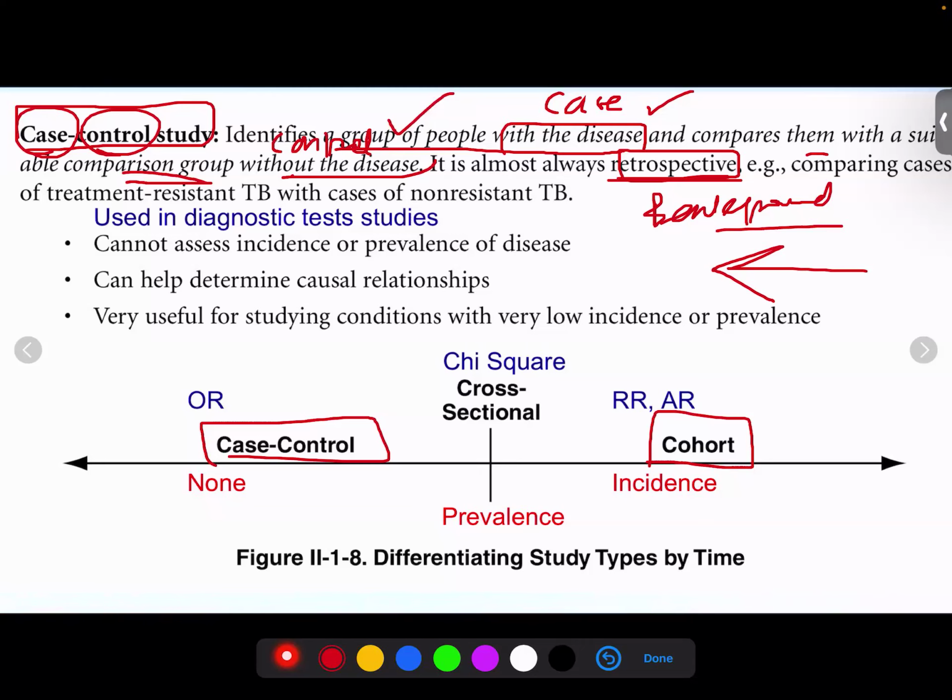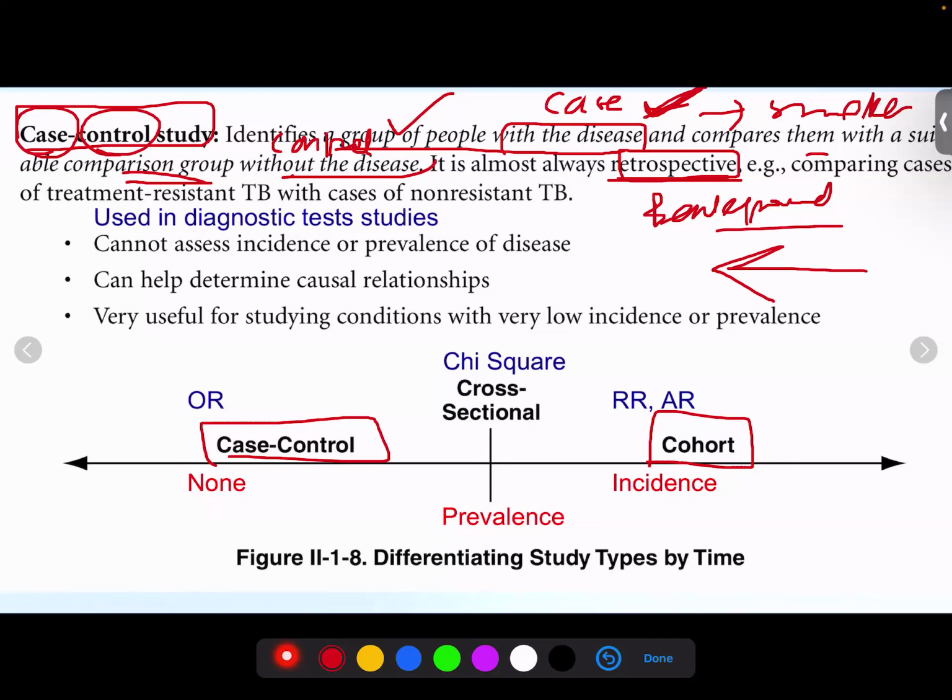So it means that you are going backward, reviewing their past data, and then you find that, okay, those who are cases are basically smokers as well. That is how you can identify any risk factor in those individuals, or that they are obese, or any kind of link. So this is the case control study.